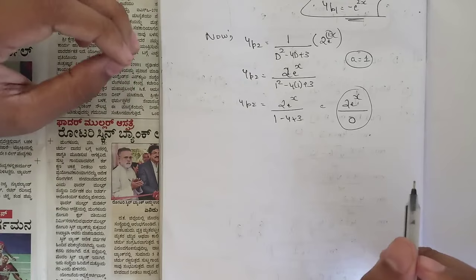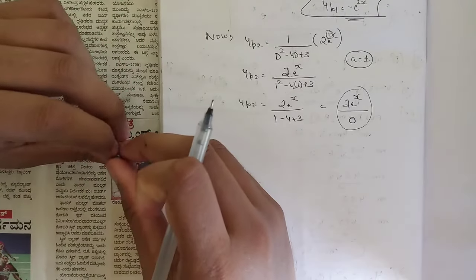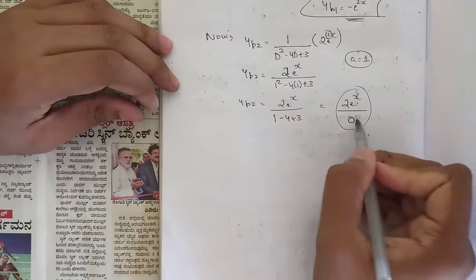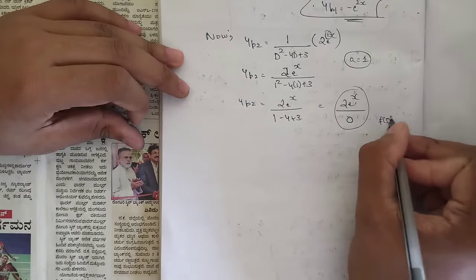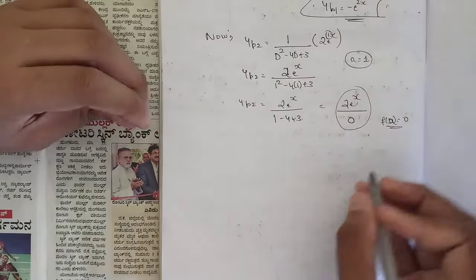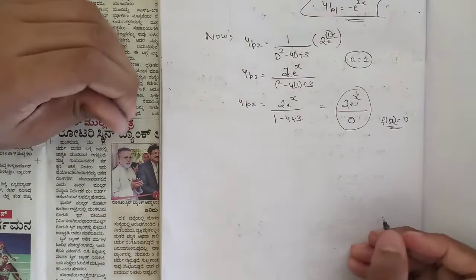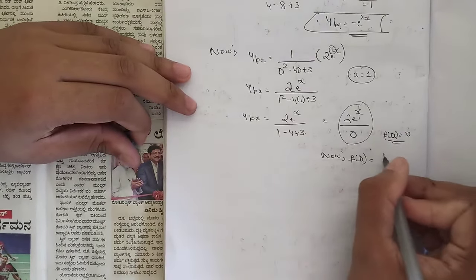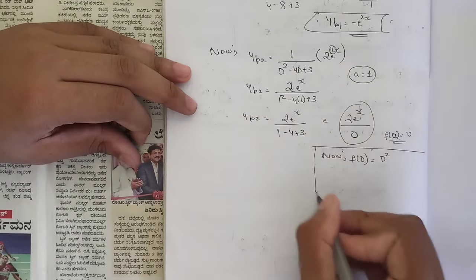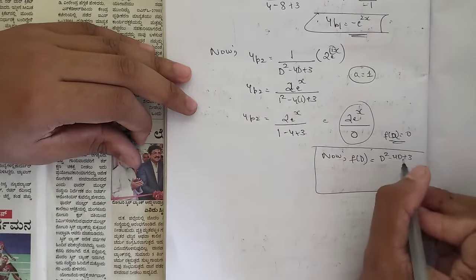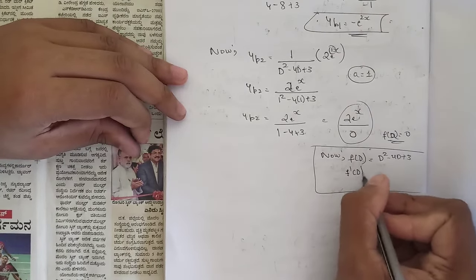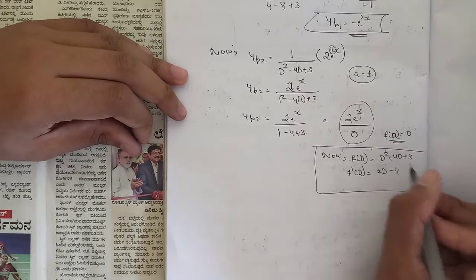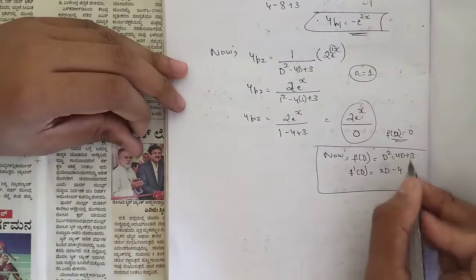So now what do we do further? I've told you, whenever we replace D by a in the f of D term and solve, and we get f of D equal to f of a equal to 0, we need to take the derivative of f of D. We have f of D as D square minus 4D plus 3. So f dash of D is the derivative of D square, which is 2D, minus 4, and the derivative of the constant 3 is 0.